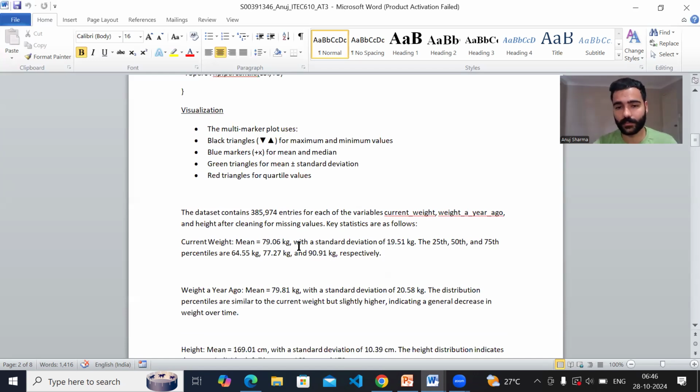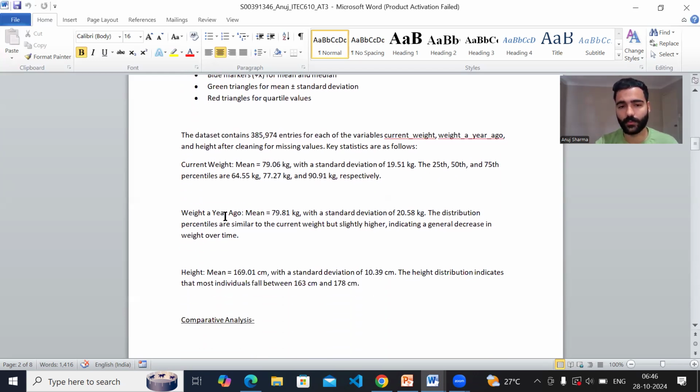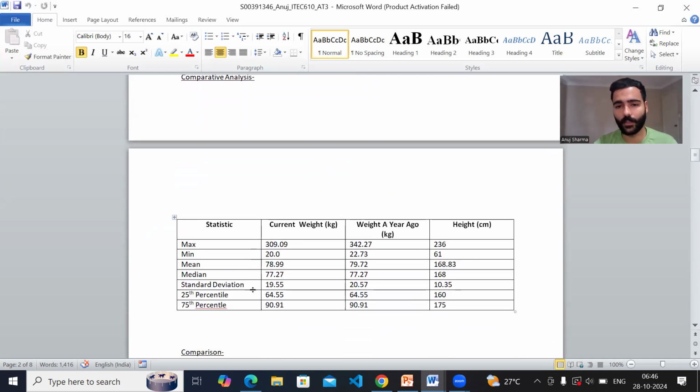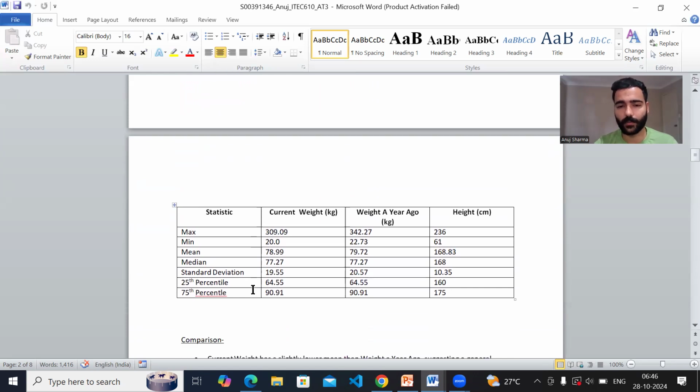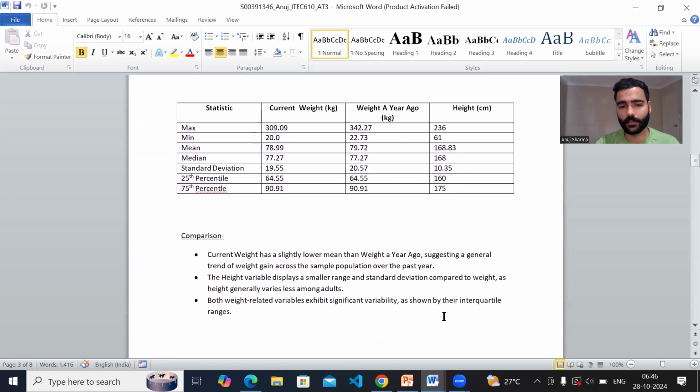Current weight mean is this. Standard deviation is this. 25, 50, and 75 percentiles are this. Likewise goes the same with the values of weight a year ago and height. That is the comparative analysis. I made a table so that people can easily understand it. That is the comparison section.